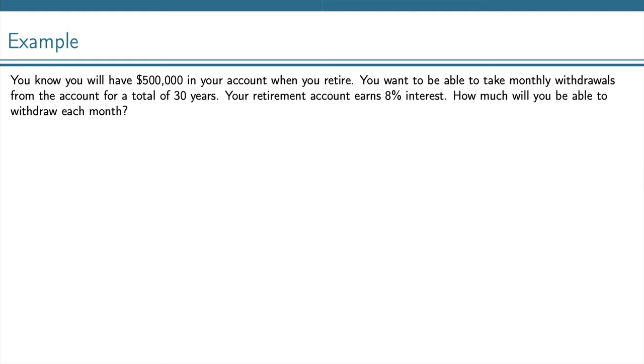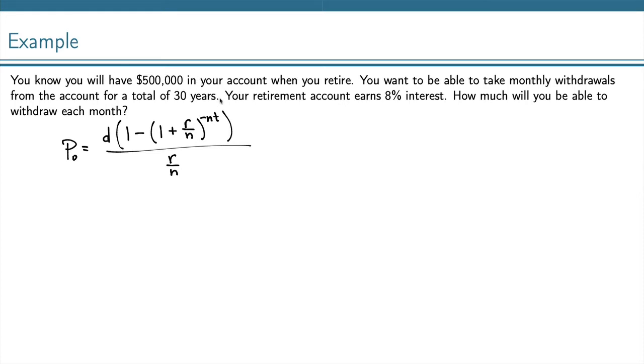So we have here a payout annuity. And the formula that we use for payout annuities is P naught equals D times (1 minus (1 plus r over n) to the negative nt) over (r over n). So there's a lot of pieces in this formula, and there's a lot of pieces of information given in this problem. So let's go through and identify each one.